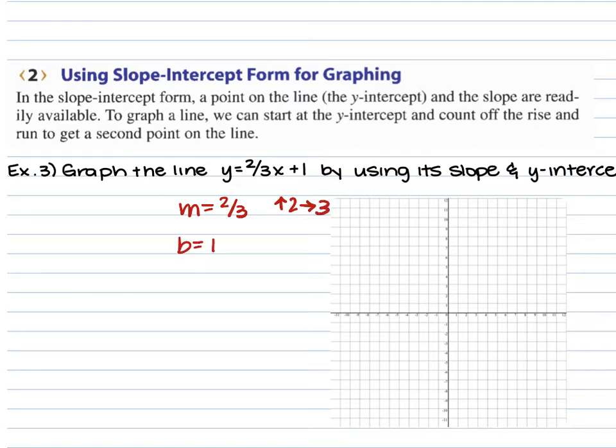B is equal to 1, so that means that our y-intercept is (0, 1). So at (0, 1), we plot our first point. From there, we go up 2 to the right 3, plot our next point. Now, you can use your slope to get through the rest of your coordinate plane to extend this line all the way through. And then you can also go the opposite. So instead of going up and to the right, we're going to go down and to the left.